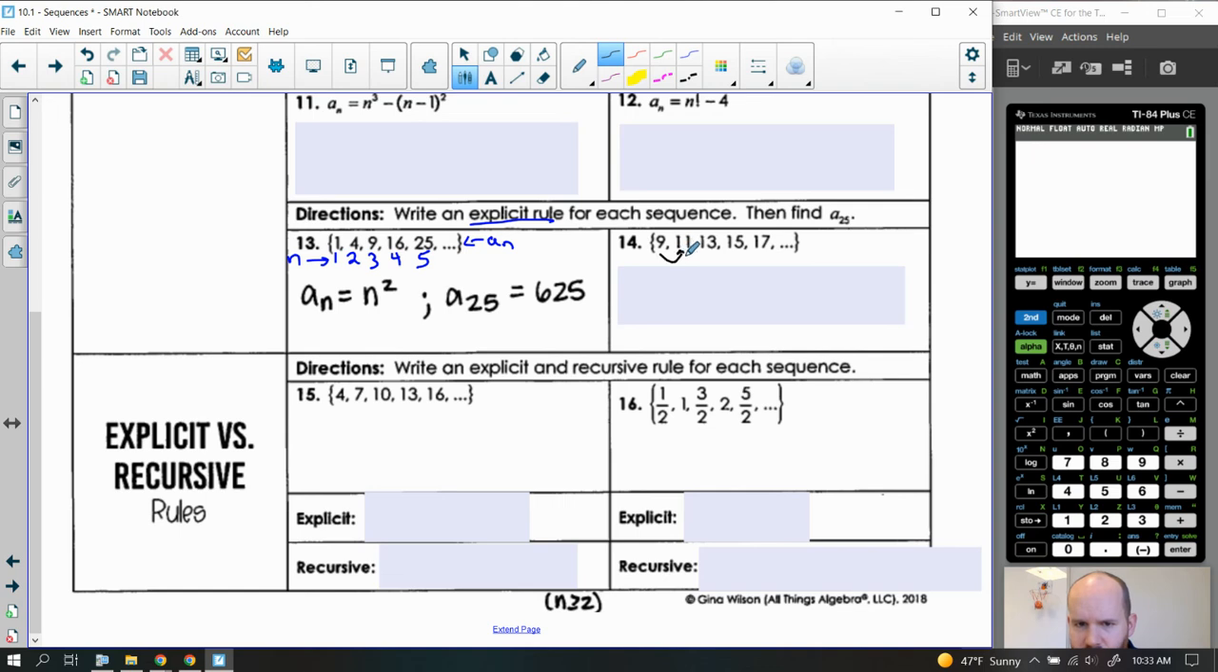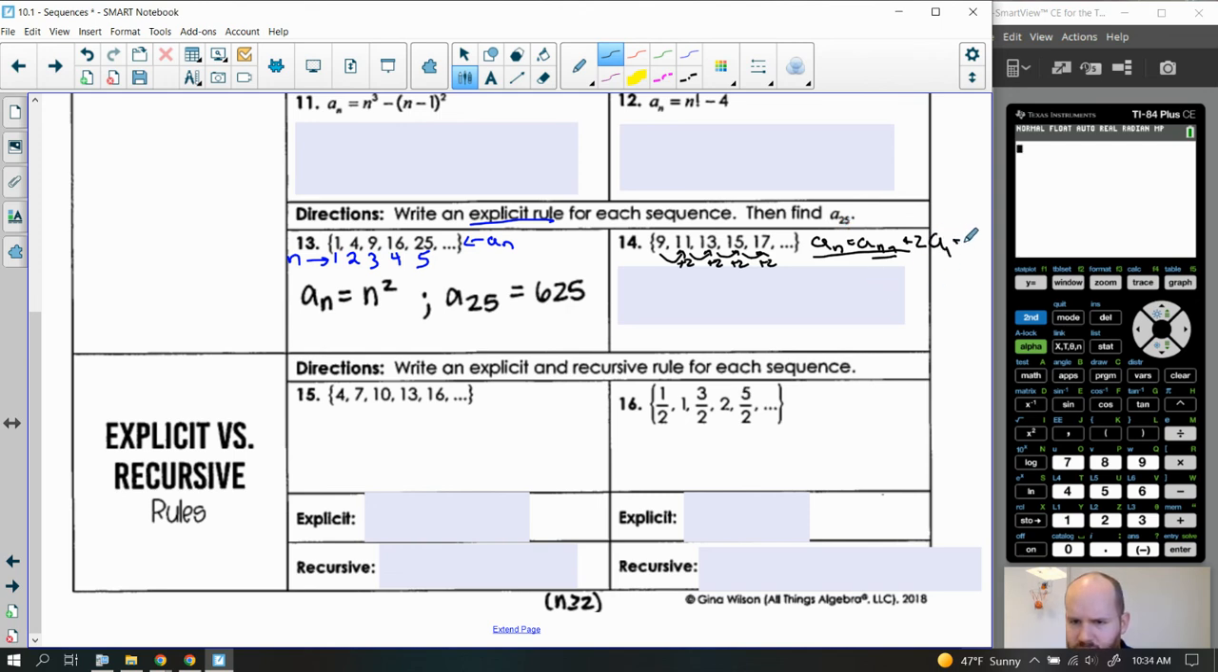Well, from 9 to 11, I am adding 2. From 11 to 13, I'm adding 2. From 13 to 15, I'm adding 2. And from 15 to 17, I'm adding 2. So it looks like each term is the previous term plus 2. So I'm able to get a recursive formula pretty easily here. Well, if that's true, then let me just sub in the first term and see how I can write out each of the terms from there.